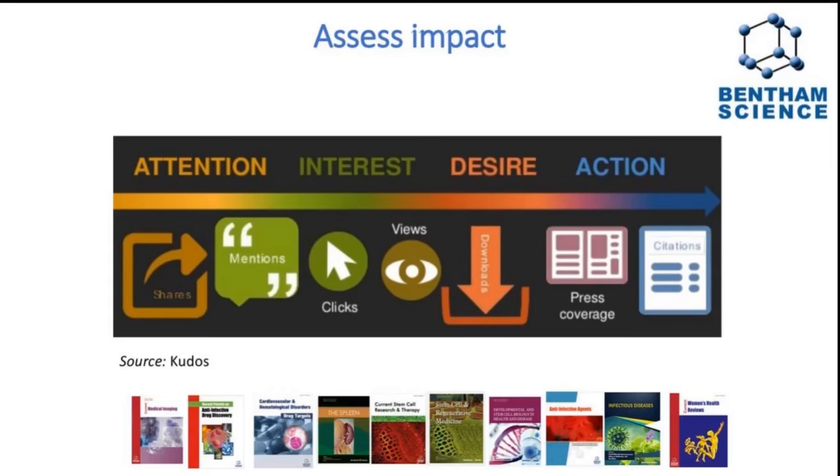But are you actually aware of what your assessment of impact is? How many times people share your work? How many mentions do you get? How many clicks? How many views? How many downloads? What level of press coverage? And what kind of citation rate? Most academics are aware of their citation rate at the end of this particular chart, but the rest of this information people tend to have much less idea about.